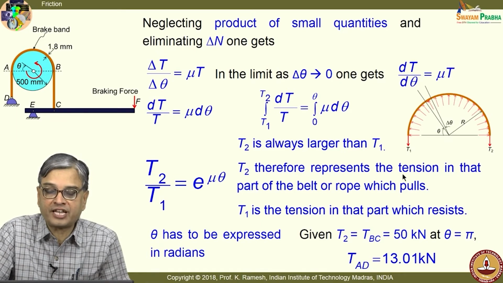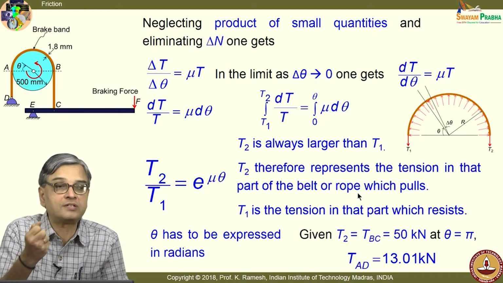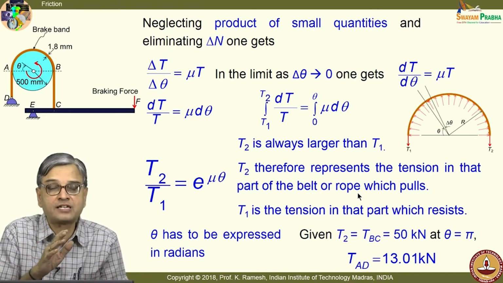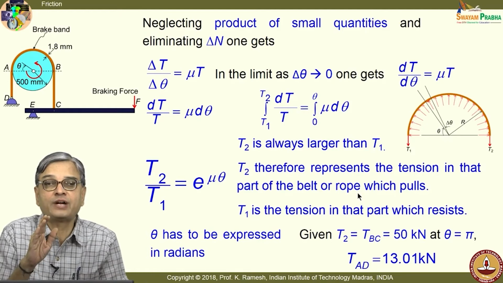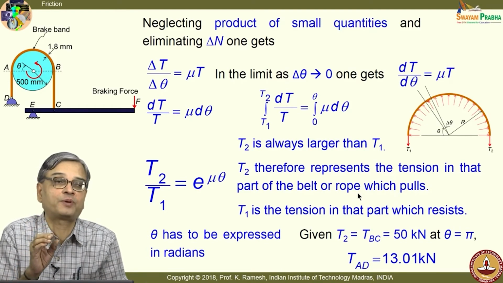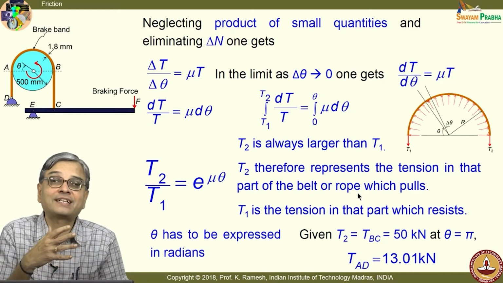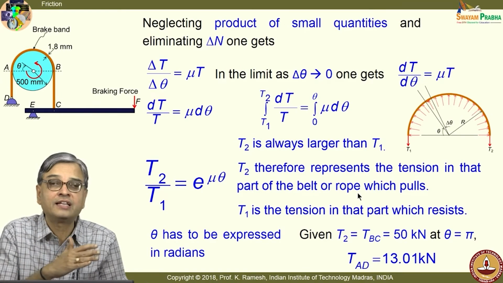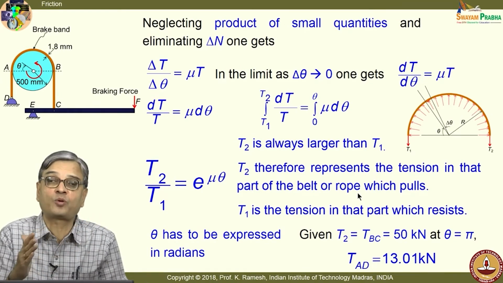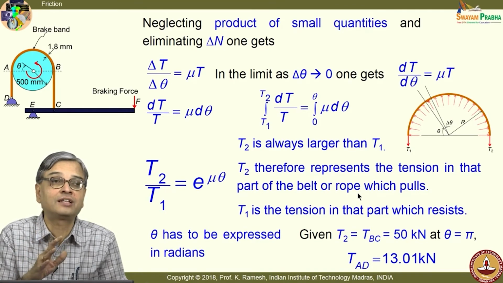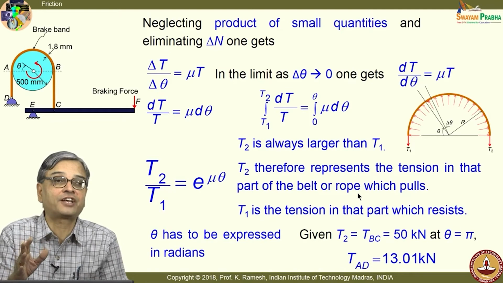T2 represents the tension in that part of the belt or rope which pulls. See, in all friction problems, you will have to identify the direction of friction from the physics of the problem. You have to visualize it correctly, and if you visualize it wrongly, then you are solving altogether a different problem.